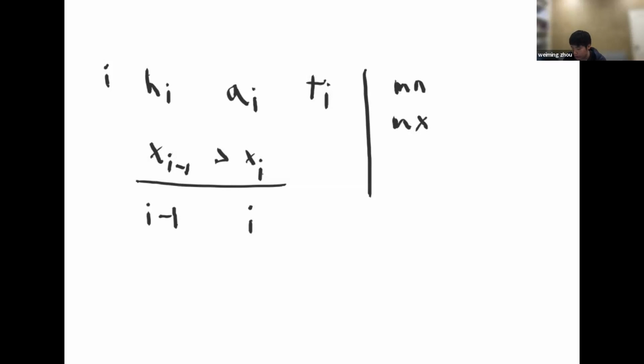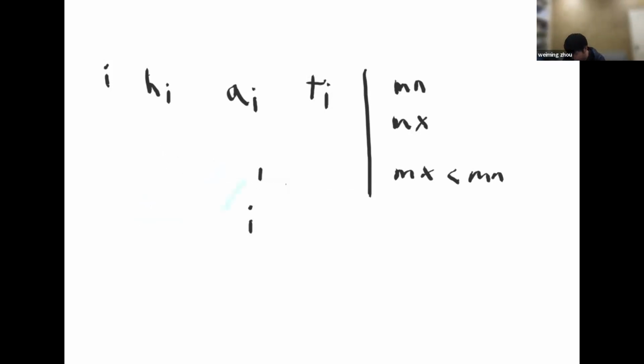And if at any time mx ends up less than mn, then that means that no solution can exist, since we can't have the maximum time be less than the minimum time. So how this works is, let's go back to considering two trees, I minus one and I.